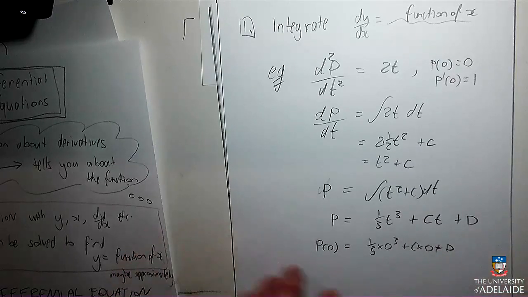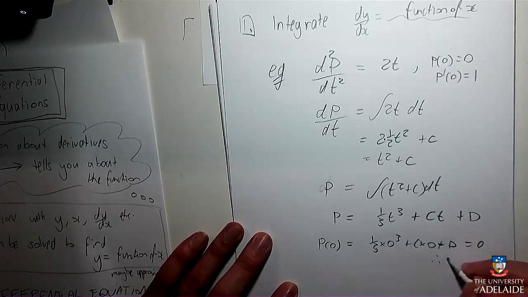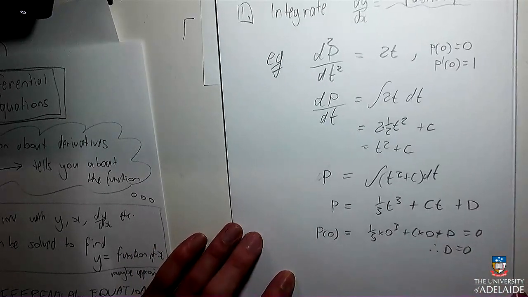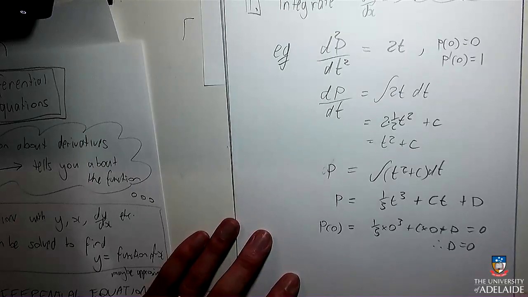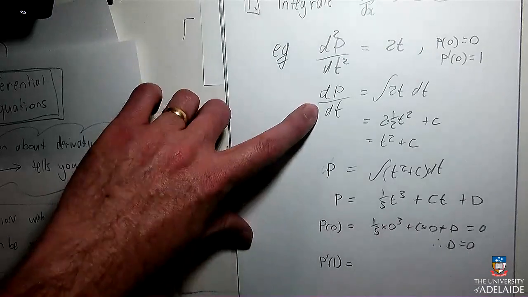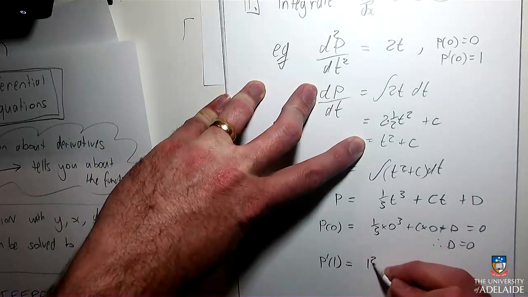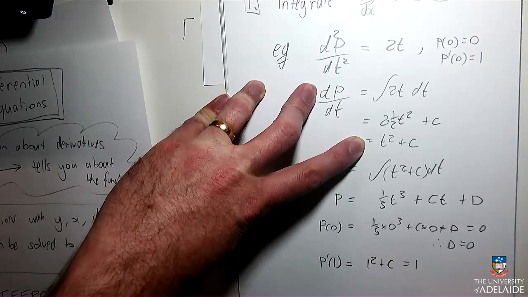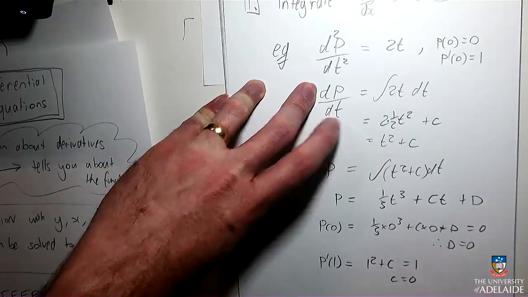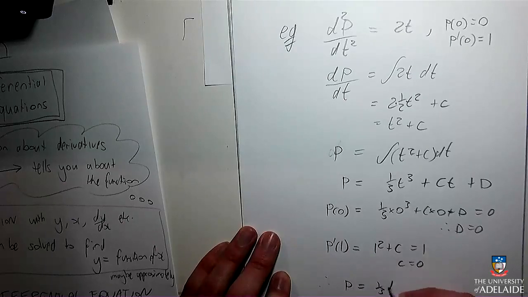So that's what I get when I sub in 0, and that's supposed to come out to the answer 0, so therefore d is 0. And p dashed of 1, well, I already figured out what p dashed was. It's here. It's supposed to come out to 1, which means c is also 0. So therefore p is actually 1/3 of t cubed.